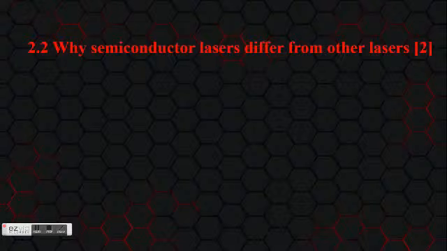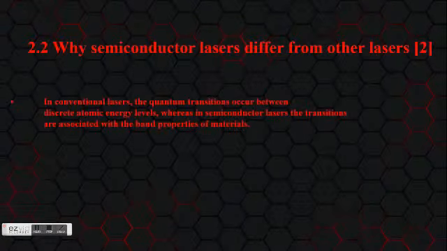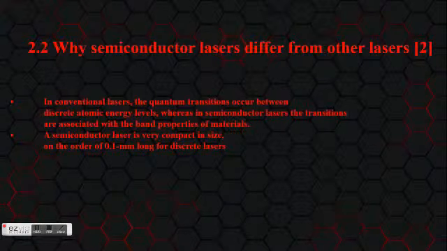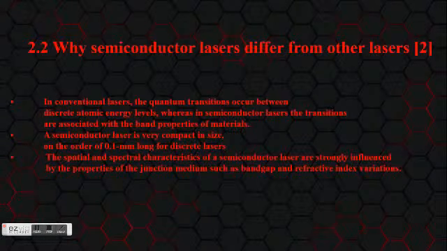2.2 Why semiconductor lasers differ from other lasers. 1. In conventional lasers, the quantum transitions occur between discrete atomic energy levels, whereas in semiconductor lasers the transitions are associated with the band properties of materials. 2. A semiconductor laser is very compact in size, on the order of 0.1 mm long for discrete lasers.